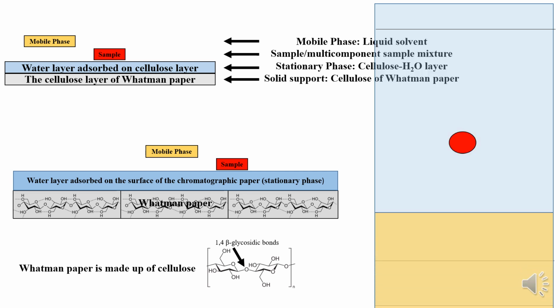and the mobile phase travels through the Whatman paper by capillary action, and in the process the sample also moves. So the movement of the sample depends on its relative affinity towards the stationary phase.